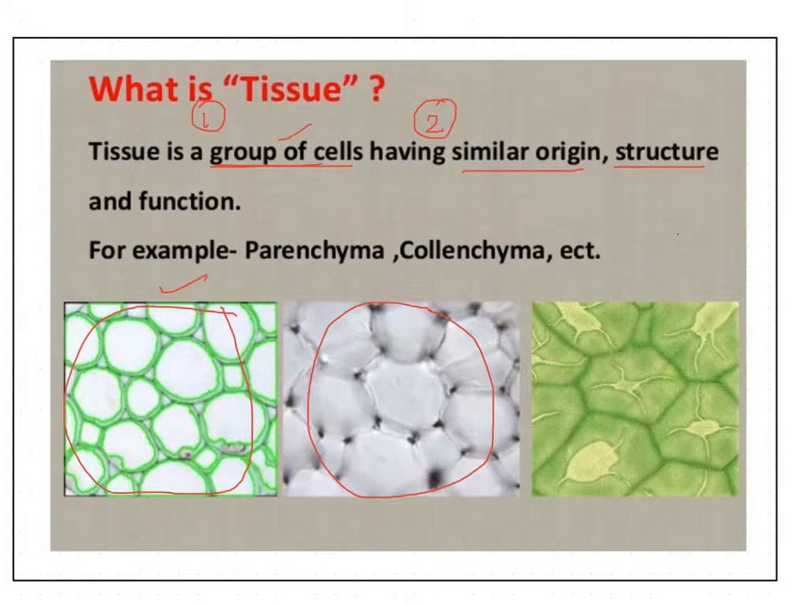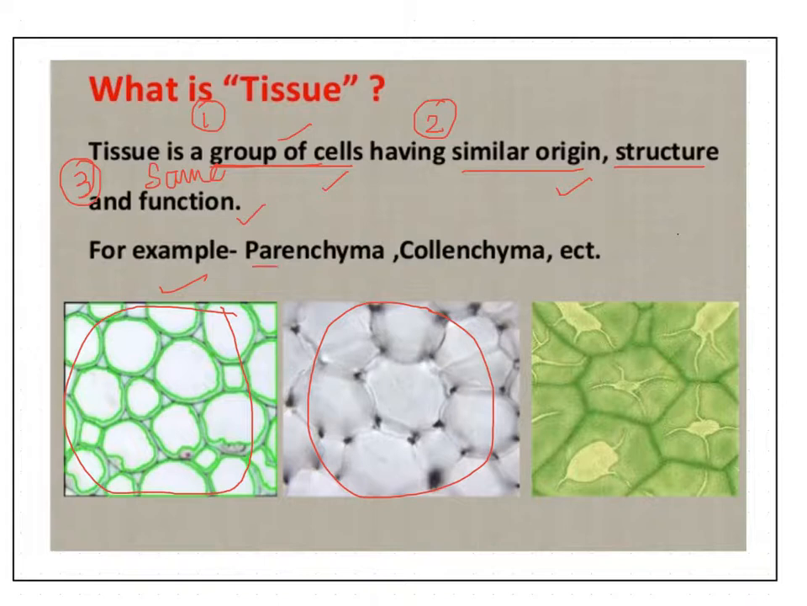Okay, second, they have similar structure, and third, they perform same function. Okay dear students, so these are the three characteristics of a tissue. आप कह सकते हैं कि टिश्यू की डेफिनेशन में तीन इंपॉर्टेंट पॉइंट्स हैं. First, it is a group of cells. Second, it has similar structure, and they perform a same function.